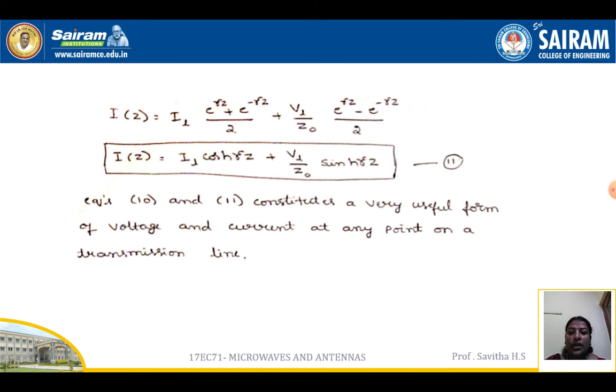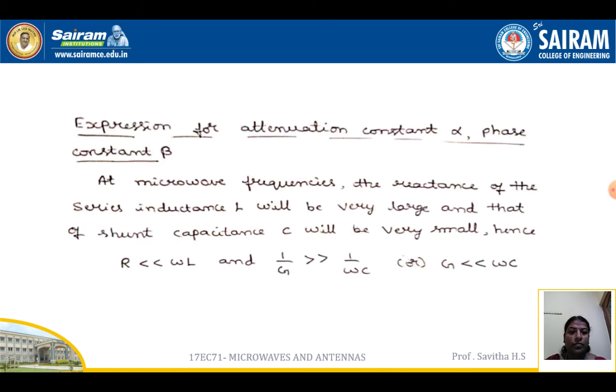So equations 10 and 11 constitute a very useful form of voltage and current at any point on a transmission line. This transmission line equation is very important from the point of examination. This question is compulsory, they will ask in the university examination, that is, derive the equation for transmission lines. So we need to derive up to here, the V of z and I of z values.